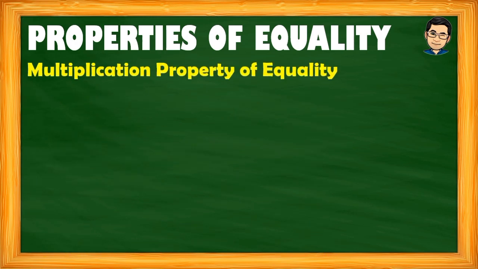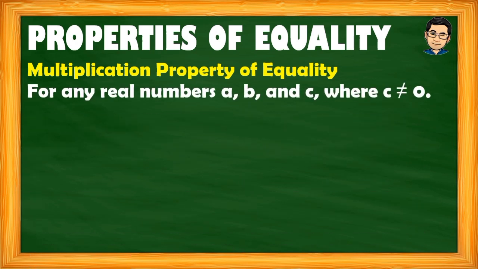And then, another one is multiplication property of equality. So, for any real numbers a, b, and c, wherein c should not be equal to 0. So, ano naman yung multiplication property of equality? So, a is equal to b if and only if ac is equal to bc. So, kagaya kanina, kung ano yung in-add natin to both sides, magiging true pa rin yung statement. So, dito naman sa multiplication property of equality, kahit anong number ang i-multiply natin both sides, magiging equal pa rin po yung statement. Magiging true pa rin.